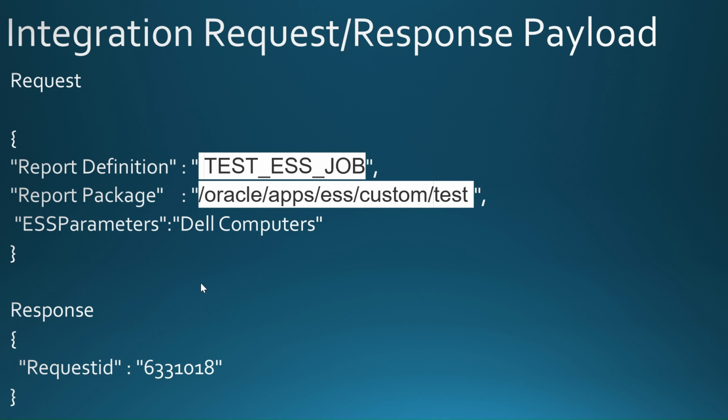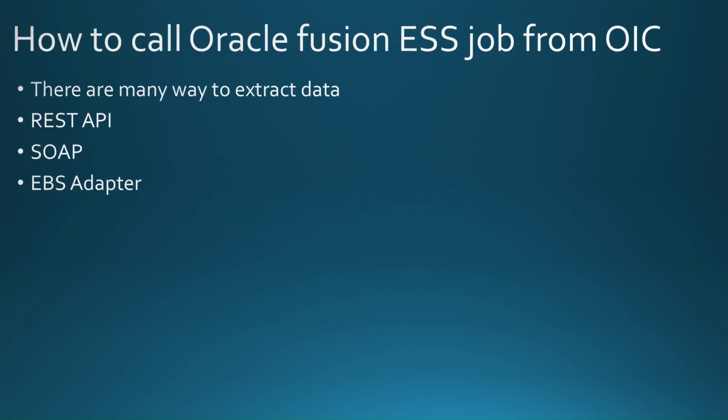So in this requirement, we are going to create an app-driven orchestration integration, and we will create a request payload, and also we will get the response as the request ID and the status of the ESS job. We can trigger the ESS job using different methods. Either we can go for the REST API or SOAP adapter, or you can go for the EBS adapter. In this integration, we are going to create an Oracle ERP adapter to invoke the ESS job.